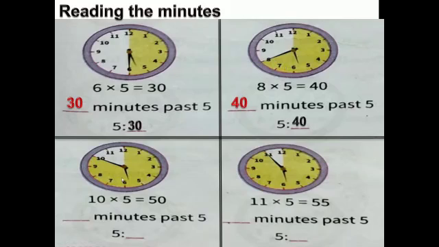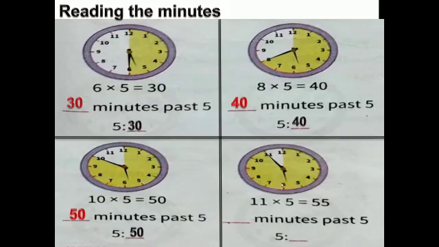And here the short hand still doesn't reach 6, so it is 5. We have to consider this as 5, and the long hand is on number 10. So to find the minutes, we have to multiply the number with 5. 10 5s are 50. So it is 50 minutes. So 50 minutes past 5, and we can write the time as 5:50.